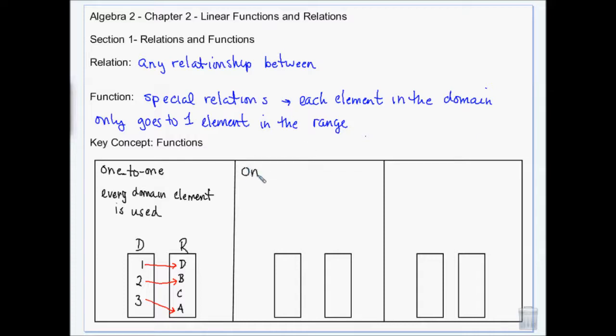Then you have something called onto. Oh, and one-to-one you can write it like this also. You don't have to write out the words. Okay. Onto is every range element is used.